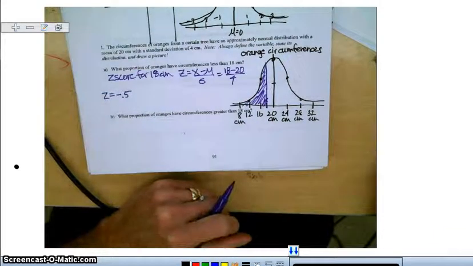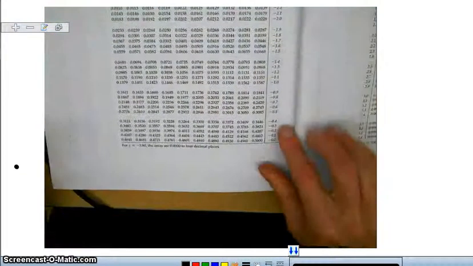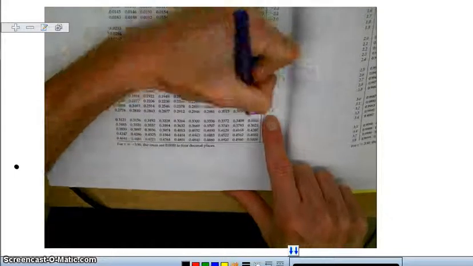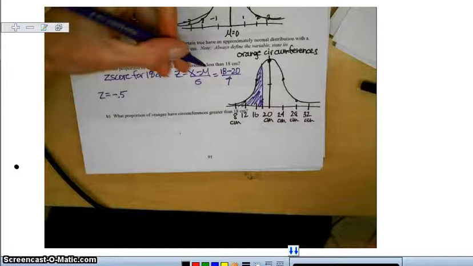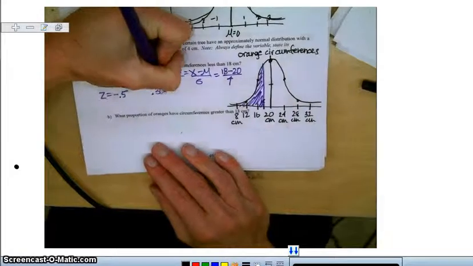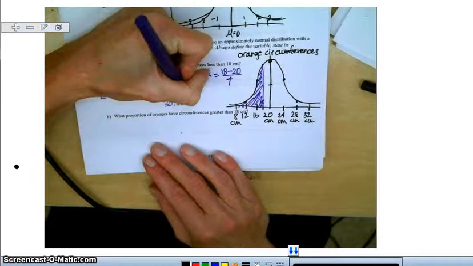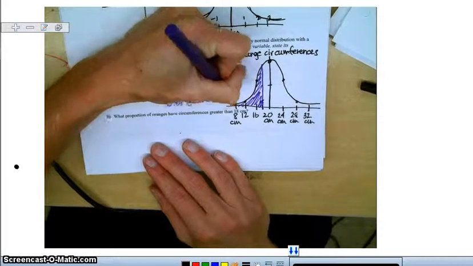Okay, so now I need to know the percentage of that, and that's where I go to my chart. So I'm on the negative z-score part, and I just need to go to 0.50, which happens to be right here. So 0.3085 would be my percent. So 0.3085 or 30.85% are less than 18 centimeters.